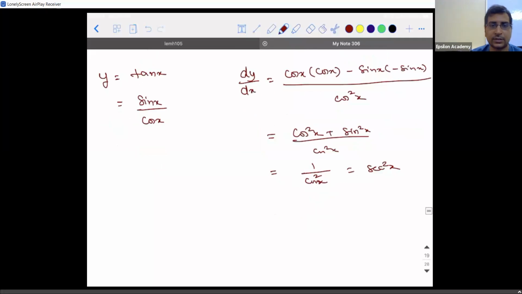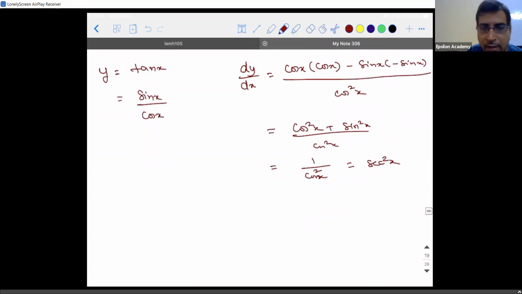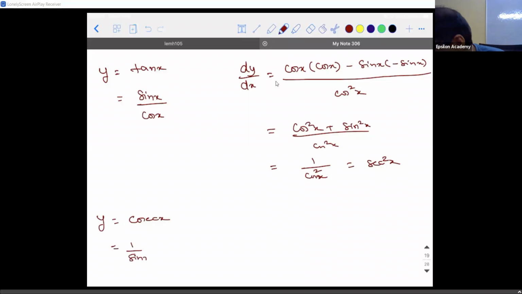In a similar way, try to find the derivative of y is equal to cosecant x. What is going to be the answer? Y is equal to cosecant x is nothing but 1 divided by sin x. I'll give you exactly 30 seconds. Find it and tell me the answer. Try to find it using the u by v rule.